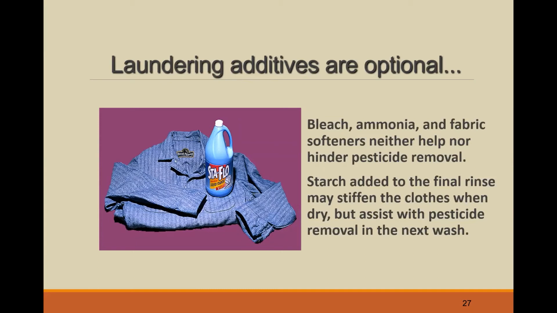What are some of the things we can do optional to laundering our clothes? We can use fabric softener. All of those things, bleach, ammonia, fabric softener, neither help nor hinder pesticide removal. But starch added to the final rinse may stiffen the clothes when dry, and it may allow that extra layer of protection to help remove that pesticide in the next wash. So maybe bleach, ammonia, all those other things didn't help, but just a little bit of liquid starch may help to take care of that.